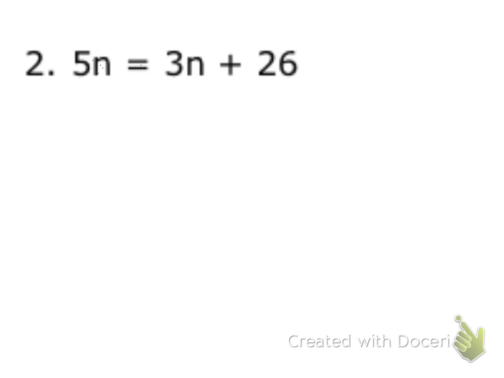Example 2 says 5n equals 3n plus 26. Now if we're looking at this from the perspective of the last problem, if I moved this 5n to the other side, I would have everything on the right and would have to move something back. So I'm going to move the 3n. I'm going to subtract 3n from both sides.